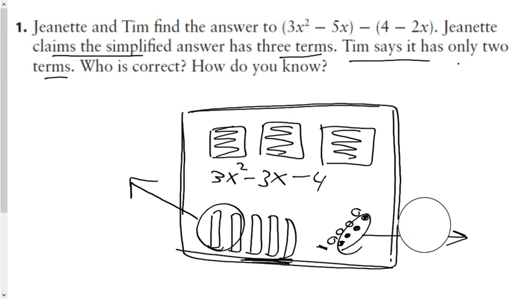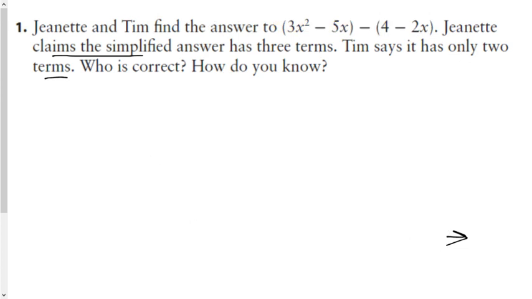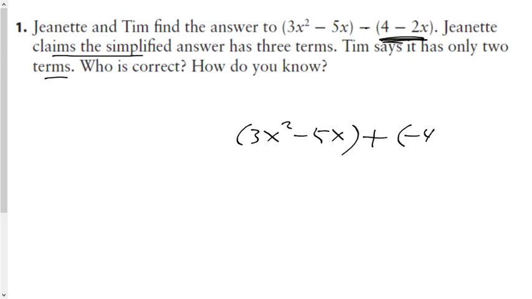However, what's an easier way to do it? Anyone have a simpler solution? Keep, flip, change. You could keep, flip, change is what you could do. So if you keep your first polynomial, change the subtraction to addition, and use the opposite of the second polynomial, in this case it would be a negative 4x and a positive 2x.